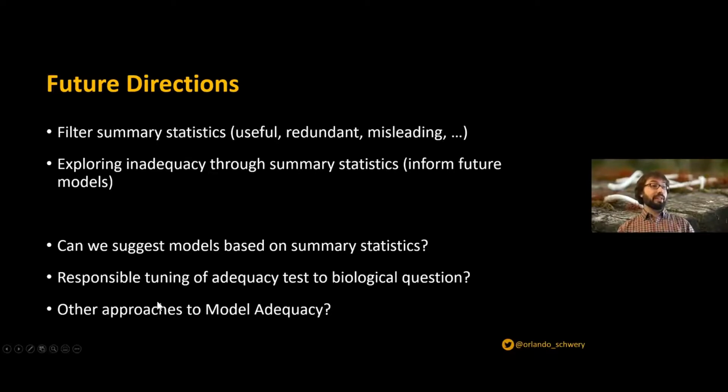And there are obviously questions about how we should tune the adequacy test to our biological question, because cases can be different, and sometimes different summary statistics might be more important than others. And obviously, the hope is that there will be many more uses for this approach to solve all kinds of problems in our field.